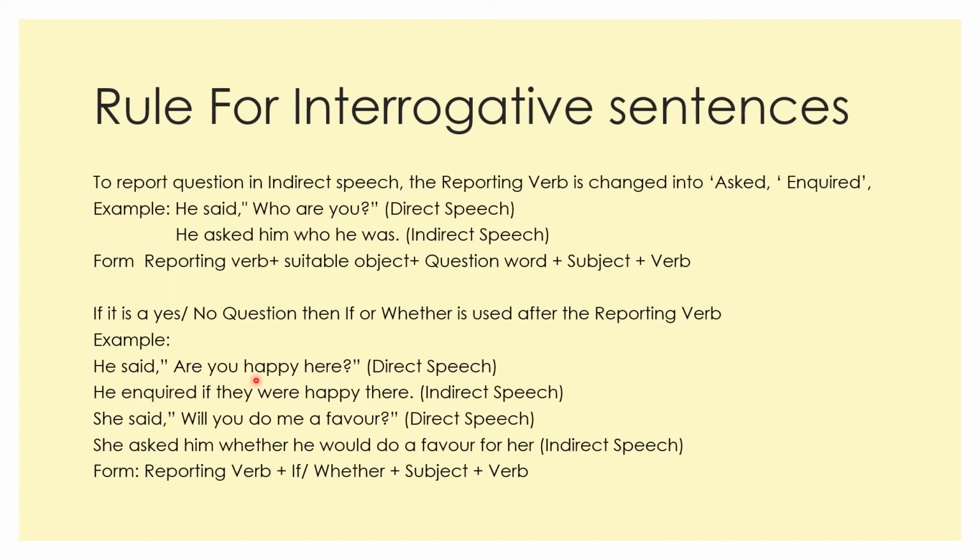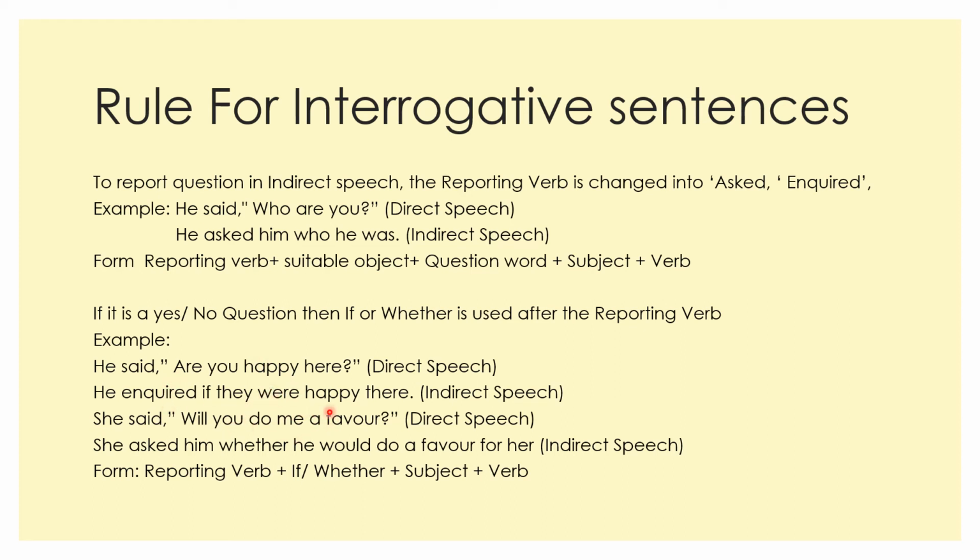So if there is a yes no type of question, then you will use if or whether after the reporting verb. The reporting verb has to be changed to asked or inquired. So he inquired is used here. You have to use if or whether after the reporting verb. So he inquired if they were happy there. So the form is reporting verb, inquired, if, then the suitable subject, they, and the verb. Now, are, because it is they, will be were, not they was.